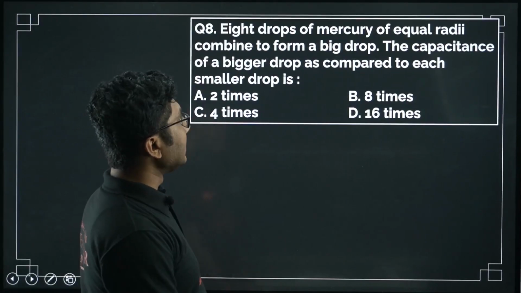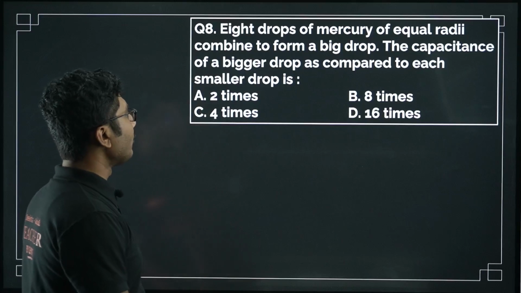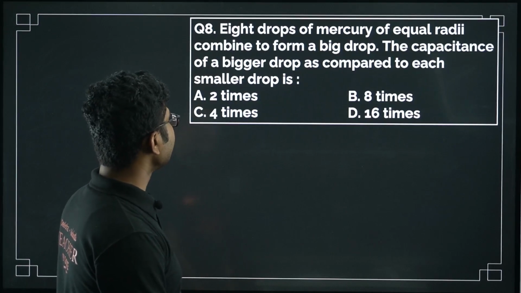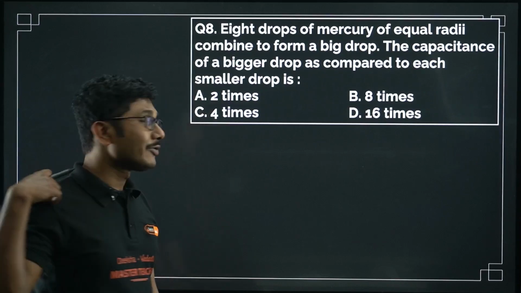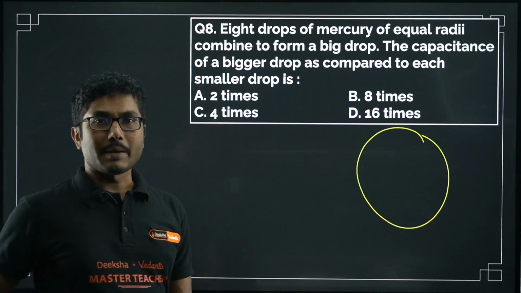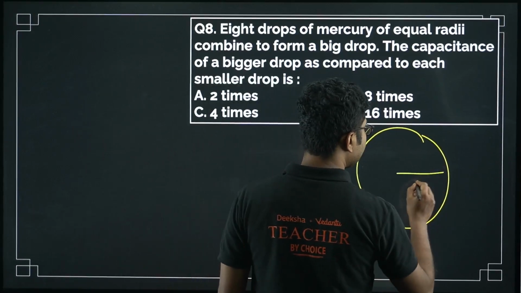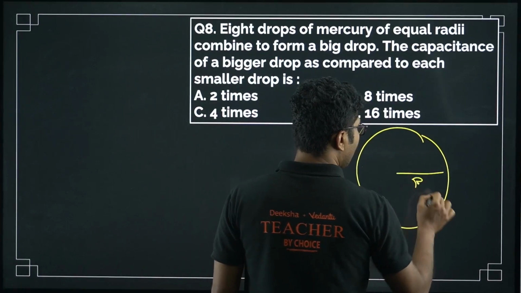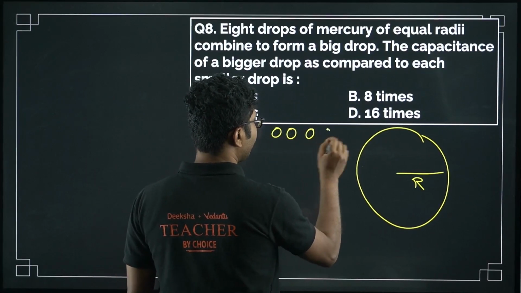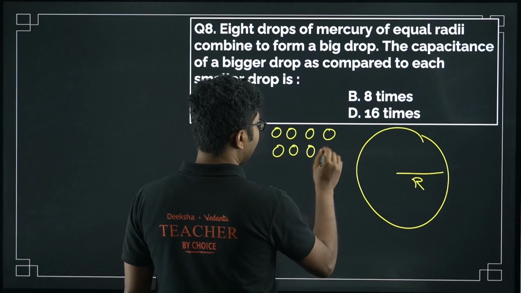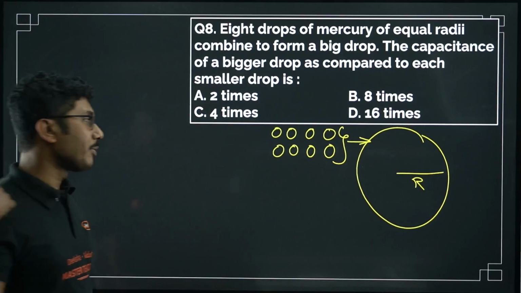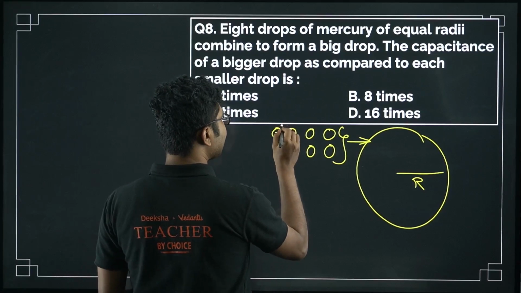Eight drops of mercury of equal radii combine to form a big drop. The capacitance of the bigger drop as compared to each smaller drop is? Now to answer this question, you have to remember that the capacitance of a spherical capacitor is directly proportional to its radius. So suppose there are 8 smaller drops. They combine to form a bigger drop of mercury. Each of them has a radius, say small r.